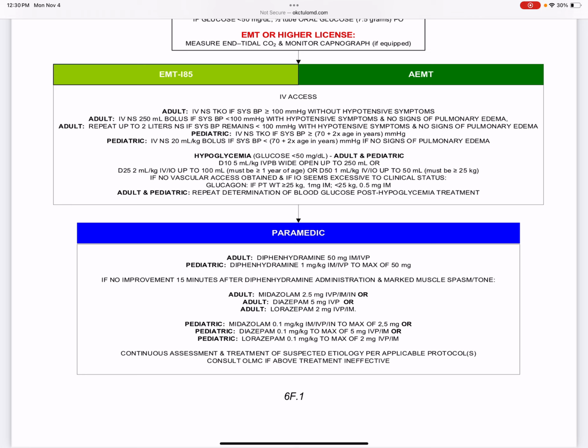If no improvement 15 minutes after your Benadryl administration and marked muscle spasm tone, then we can give midazolam, Versed, 2.5 milligrams IV IM IN, or diazepam or lorazepam, as we talked about. Your diazepam is going to be 5 milligrams, lorazepam is 2 milligrams. For pediatric, it's the same thing as what we talked about with seizures earlier for pediatric seizures. Continuous assessment and treatment of suspected etiology per applicable protocols. Consult online medical control if above treatment is ineffective.